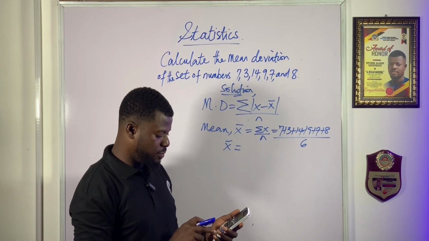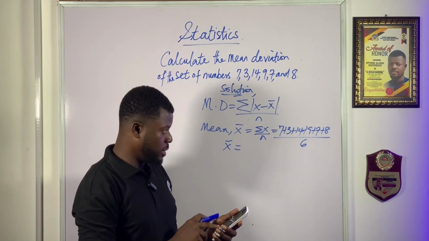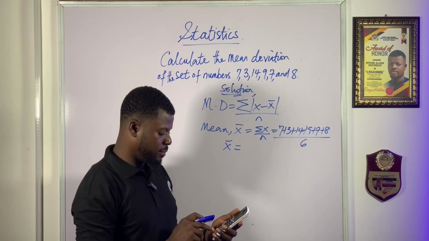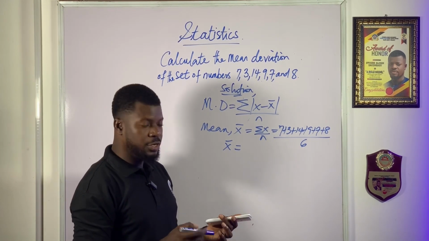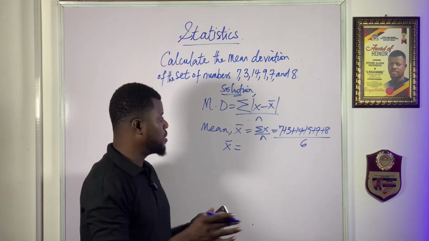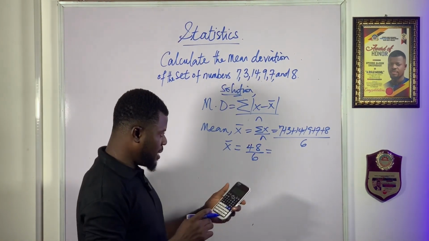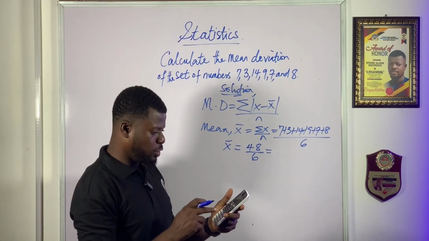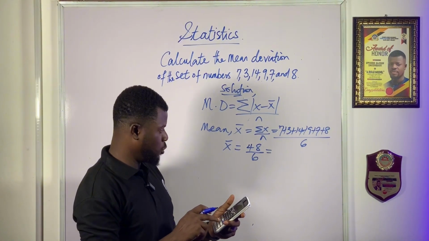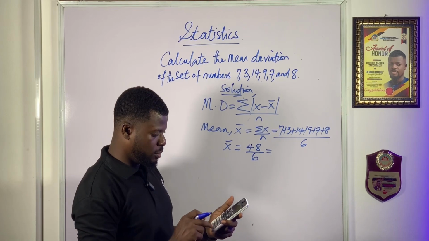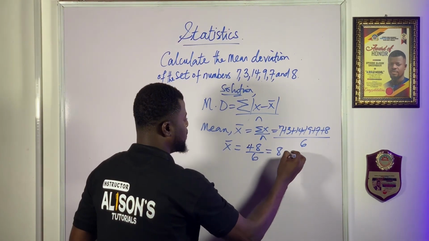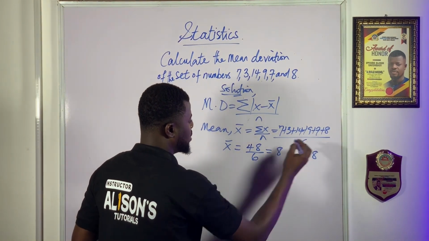So we have 7 plus 3 plus 14 plus 9 plus 7 plus 8. And the result we have there is 48. So this becomes 48 over 6. And if you divide 48 by 6, obviously you should have 8. Let's be sure of that. And this gives us 8. Therefore, x bar, which is the mean, is 8.